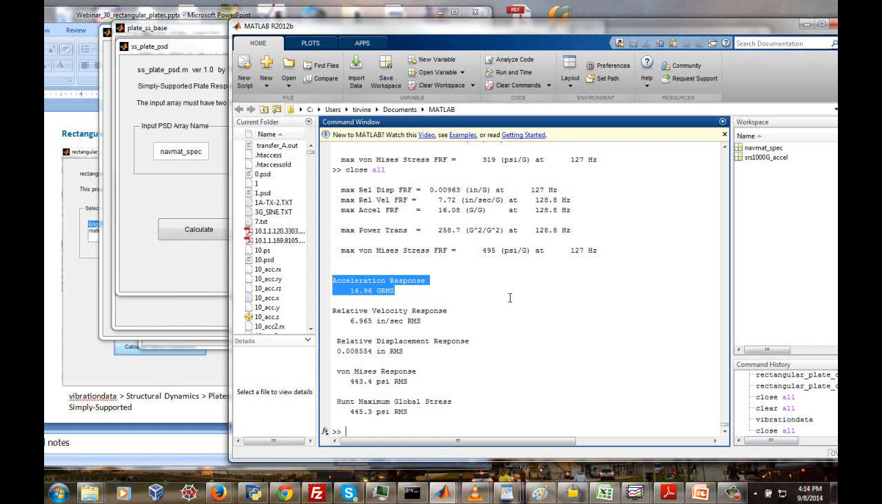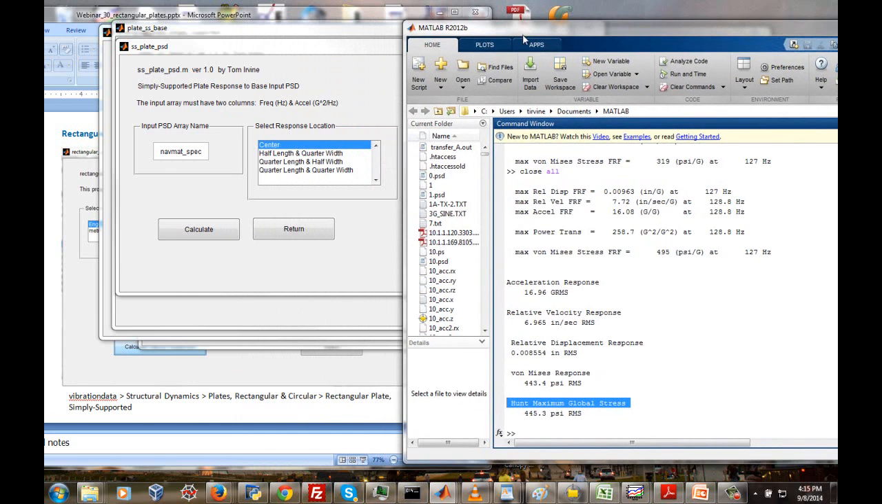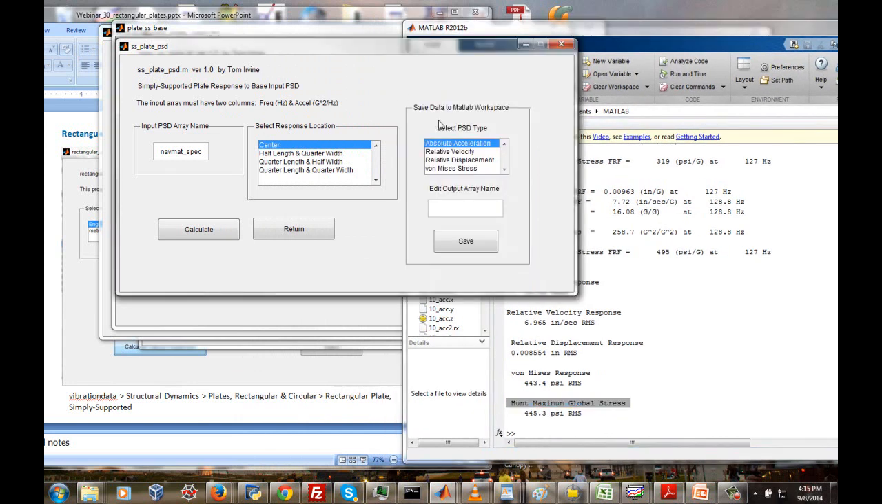And the von Mises response is 443.4 psi RMS. Now, if we use our Hunt maximum global stress value from the stress-velocity relationship, that is very, very close to what the von Mises stress is. So in this case, those two values are in very good agreement with one another, and that's a good sign. And again, this is a special case of a simply supported plate. This Hunt maximum global stress relationship may not work so well for other boundary conditions, and I'm still investigating that myself. So that's how to do a PSD response for that plate.